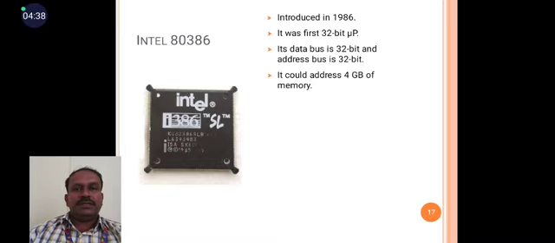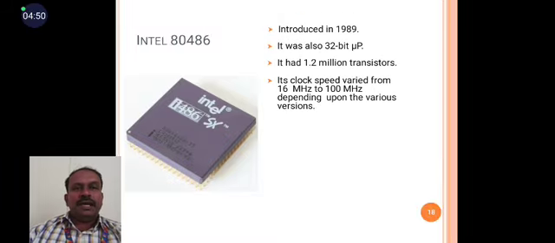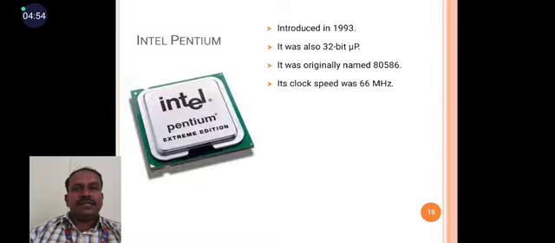The first 32-bit microprocessor is the Intel 80386. It was the first 32-bit. The data bus is 32-bit, and the address bus is also 32-bit. It can access 4 gigabytes of memory. The next version is the Intel 80486. Another version is the Pentium. It was introduced in 1993 as a 32-bit microprocessor.